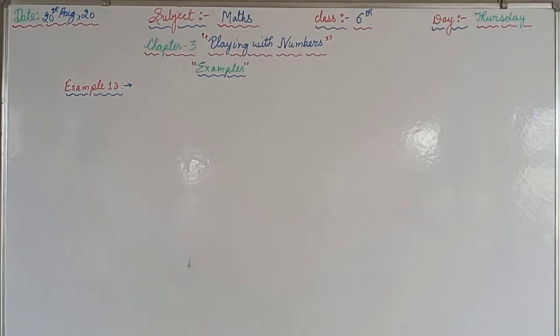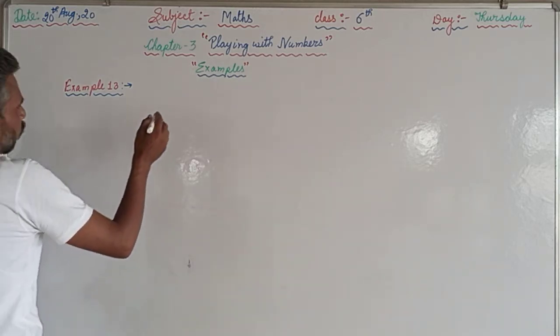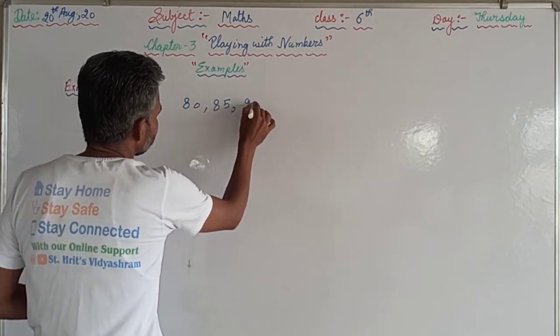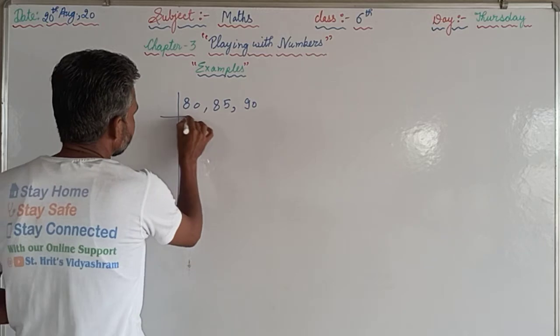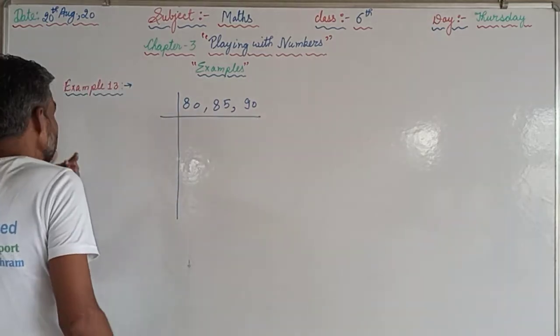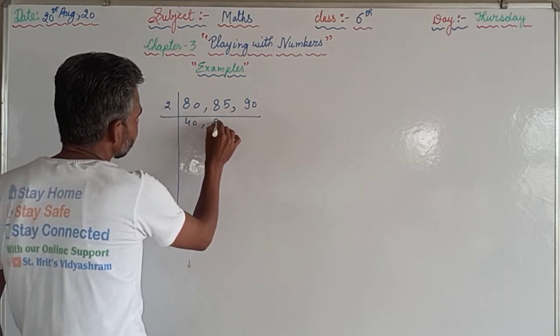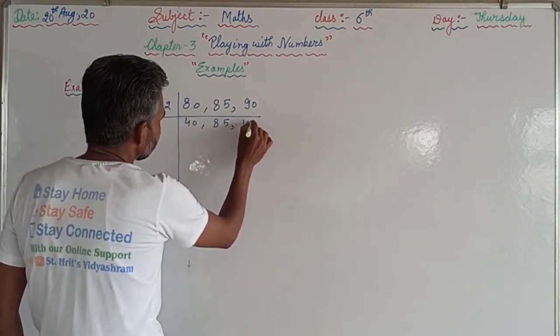So we are supposed to find the LCM, because it is given minimum distance. Minimum means the least, and LCM means least common multiple. So we are supposed to find the LCM of 80, 85 and 90. We can find the LCM by the division method. So divide by 2: 80 becomes 40, 85 cannot be divided, 90 can be divided.